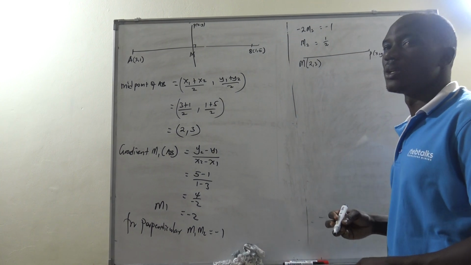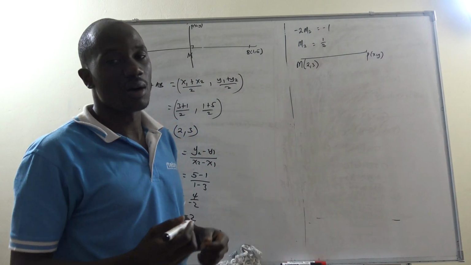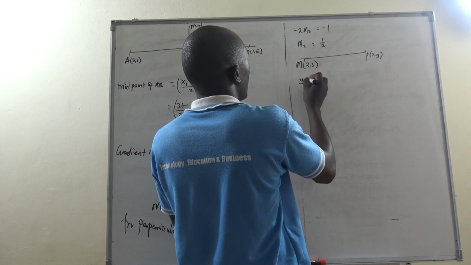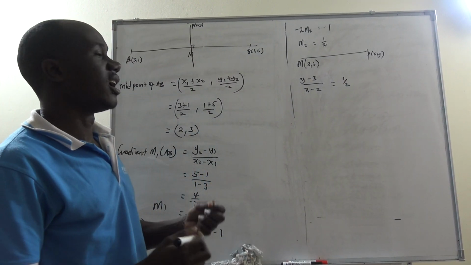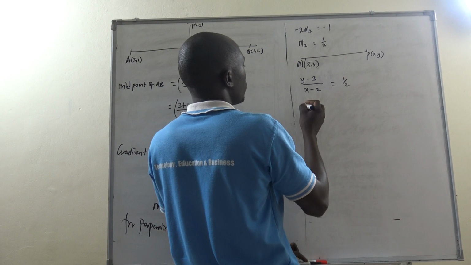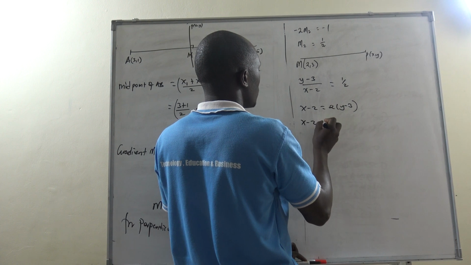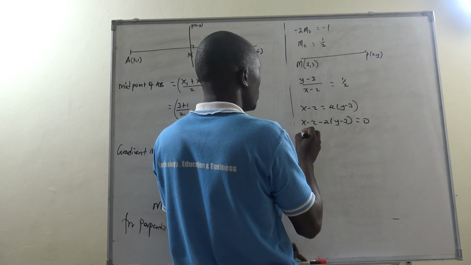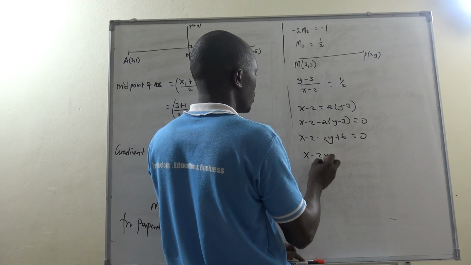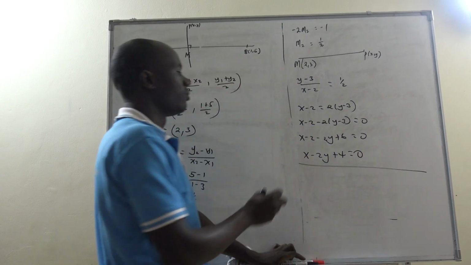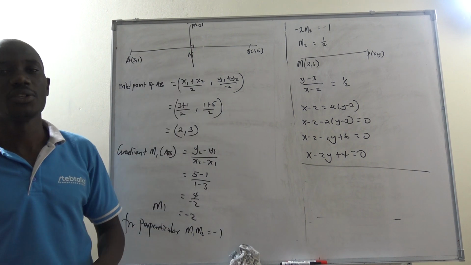So can we get the gradient of this? To get the gradient, we are going to equate that one. Then at the end, we shall come out with an answer. We shall say (y minus 3) out of (x minus 2) equals a half. We try to cross multiply and we come to the conclusion. When you cross multiply, we are getting x minus 2 equals 2 times (y minus 3), which becomes x minus 2 minus 2 times this, minus this, equals 0. So we are getting x minus 2y plus 6 equals 0, which becomes x minus 2y plus 4 equals 0. So this becomes the equation of the perpendicular bisector passing through the points A and B.